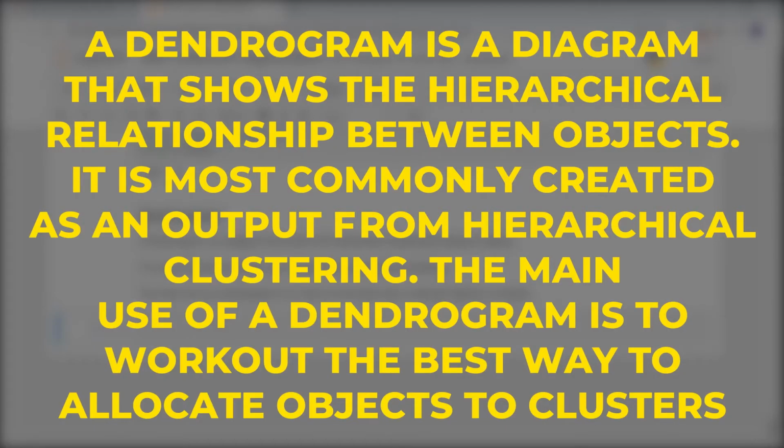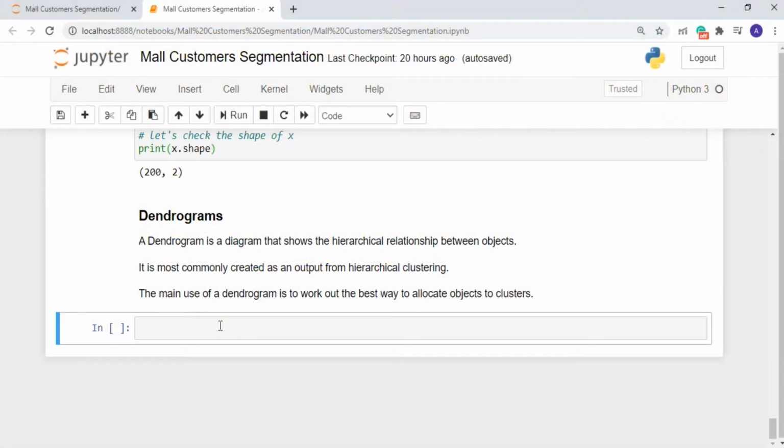A dendrogram is a diagram that shows the hierarchical relationship between objects. It is most commonly created as an output from hierarchical clustering. The main use of a dendrogram is to work out the best way to allocate objects to clusters. Alright, so dendrograms will represent the hierarchical relationships between the clusters.